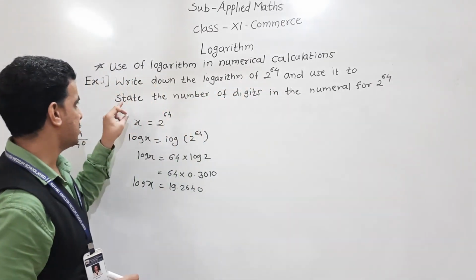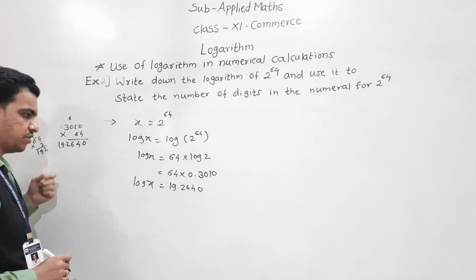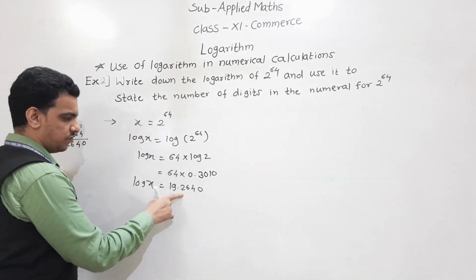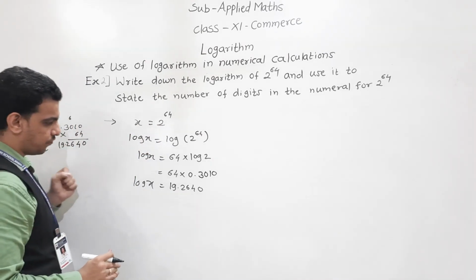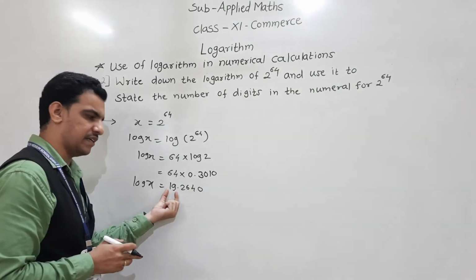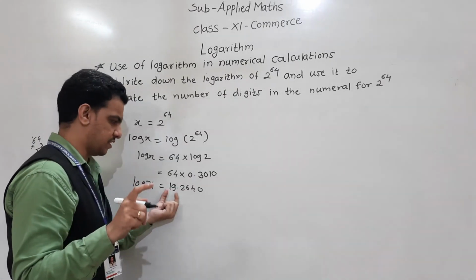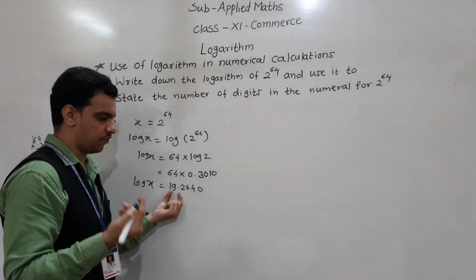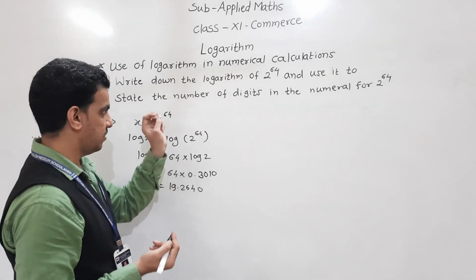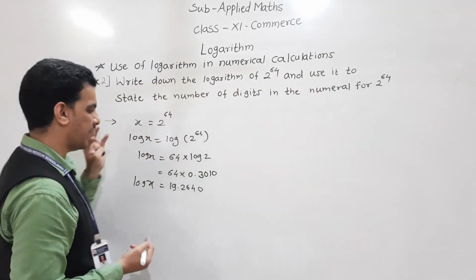Okay, now what is second given? State the number of digits in the numeral for 2 raised to 64. So if we have to find value of x, we have to take anti-log of this. Okay, so for anti-log of this number, characteristic is 19. Okay, so when we find anti-log, and we have to give decimal point, so decimal point we have to give after 20 digits. Okay, so in this number 2 raised to 64, there are 20 digits.